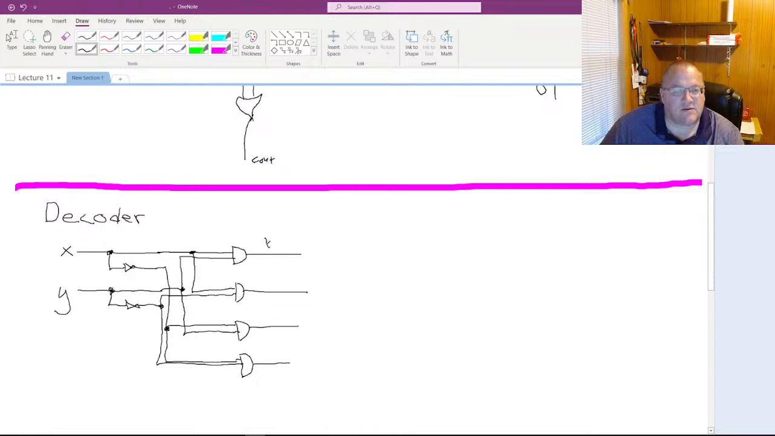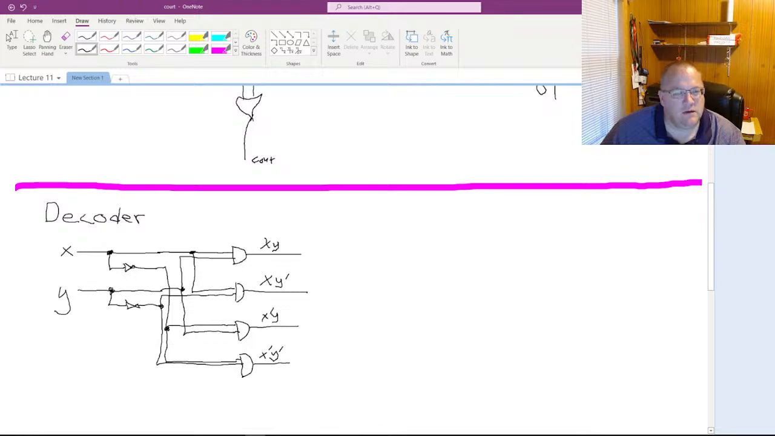So I can say that this one is XY, this one is XY prime, this one is X prime Y, and this one is X prime Y prime. I really should probably be saying complement on every single one of those, because that's really what I mean. But fair enough. Okay, so the question is, how many of these can be on simultaneously? Think about that for a second. Well, we could do a truth table on this, or do we not need to? I don't know. So let's think about it for a second.